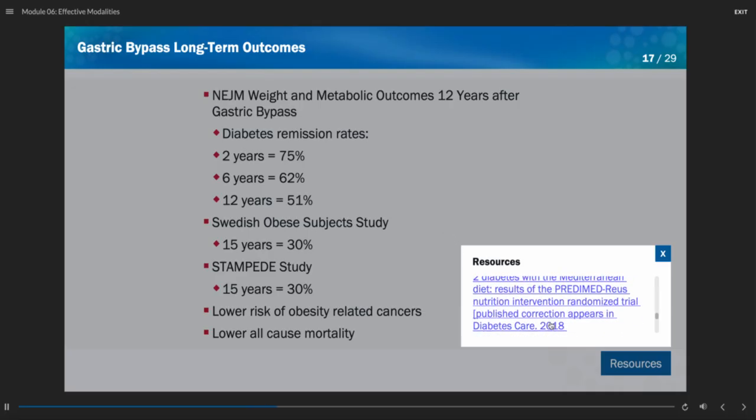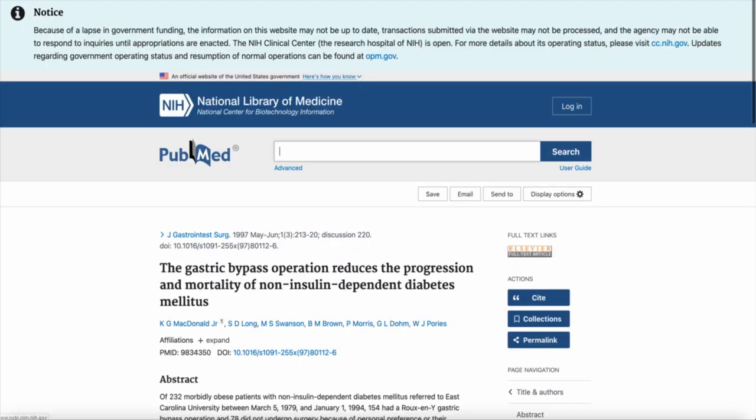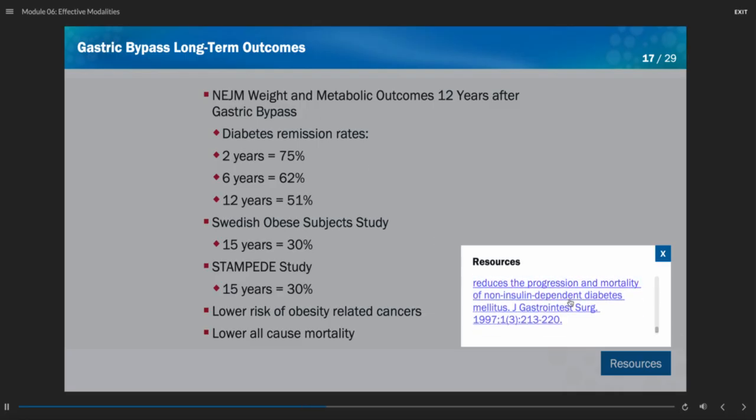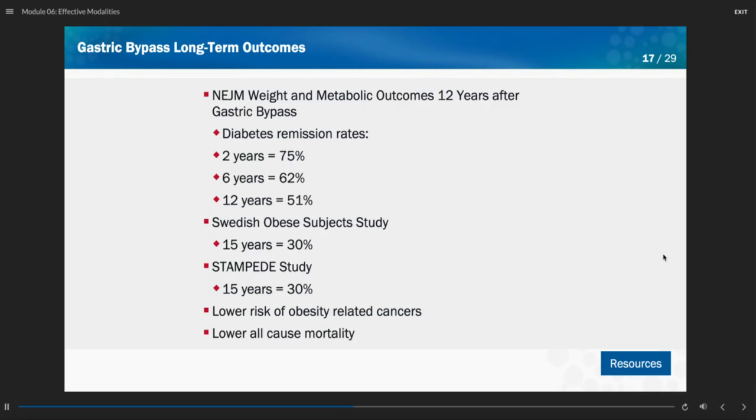Another long-term study looking at the benefits of gastric bypass in the prevention or remission of type 2 diabetes found varied numbers: 30% at 15 years in the Swedish Obese Subjects study and 29% in the STAMPEDE study. And so we see that there is a recidivism rate that can be fairly significant after gastric bypass. On the positive side, there is a lower risk of obesity-related cancers and a lower all-cause mortality.